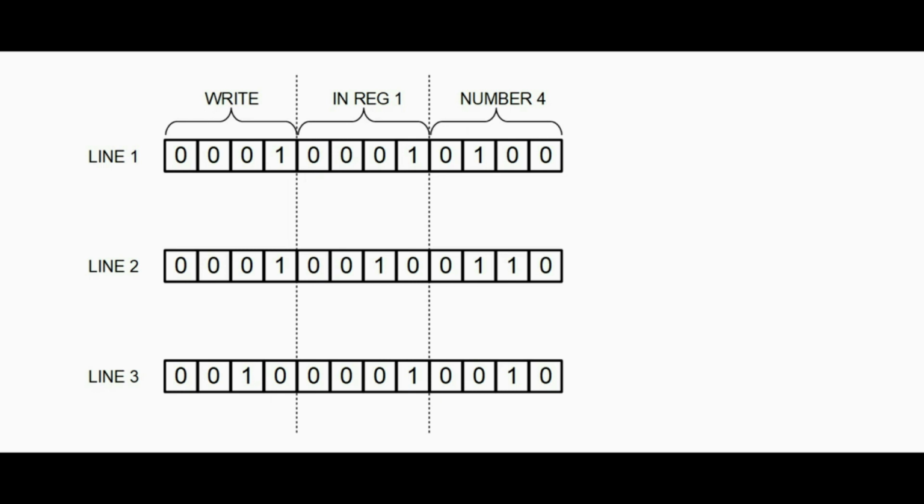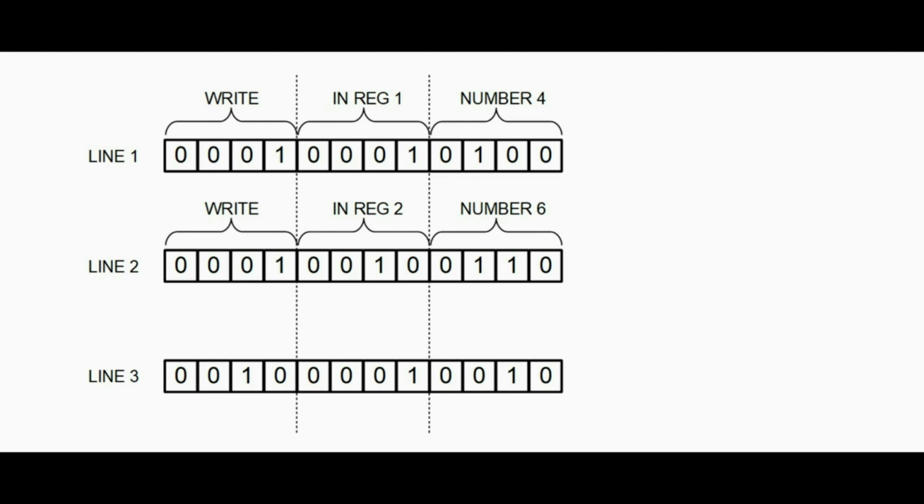So if we go one more time over this first line of code, what is said to the microcontroller is: write in register 1 number 4. And so we come to the second line of code, which again starts with the write operation. The second part of the code tells us in which register we want to write this information, in this case register 2, and the third part again tells us what kind of number we want stored in register 2, in this case number 6.